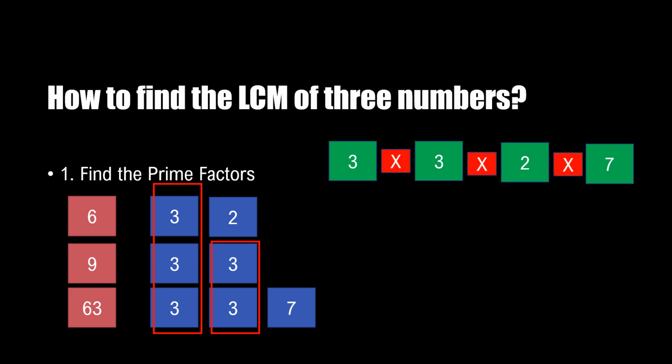After that, we multiply all of them and we get 126. This is the LCM. So Sheila, Vinod and Monu will go to the library together again after 126 days.